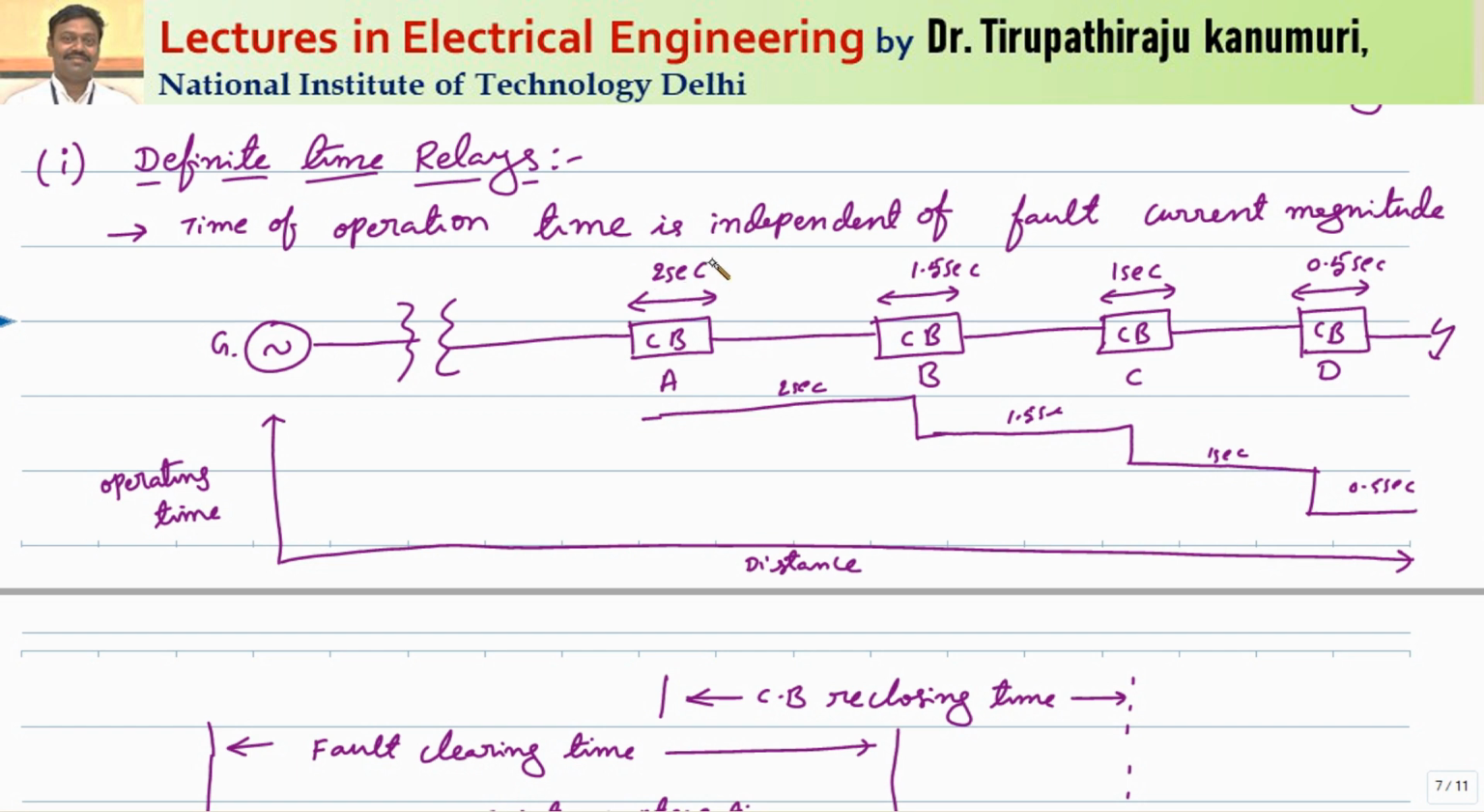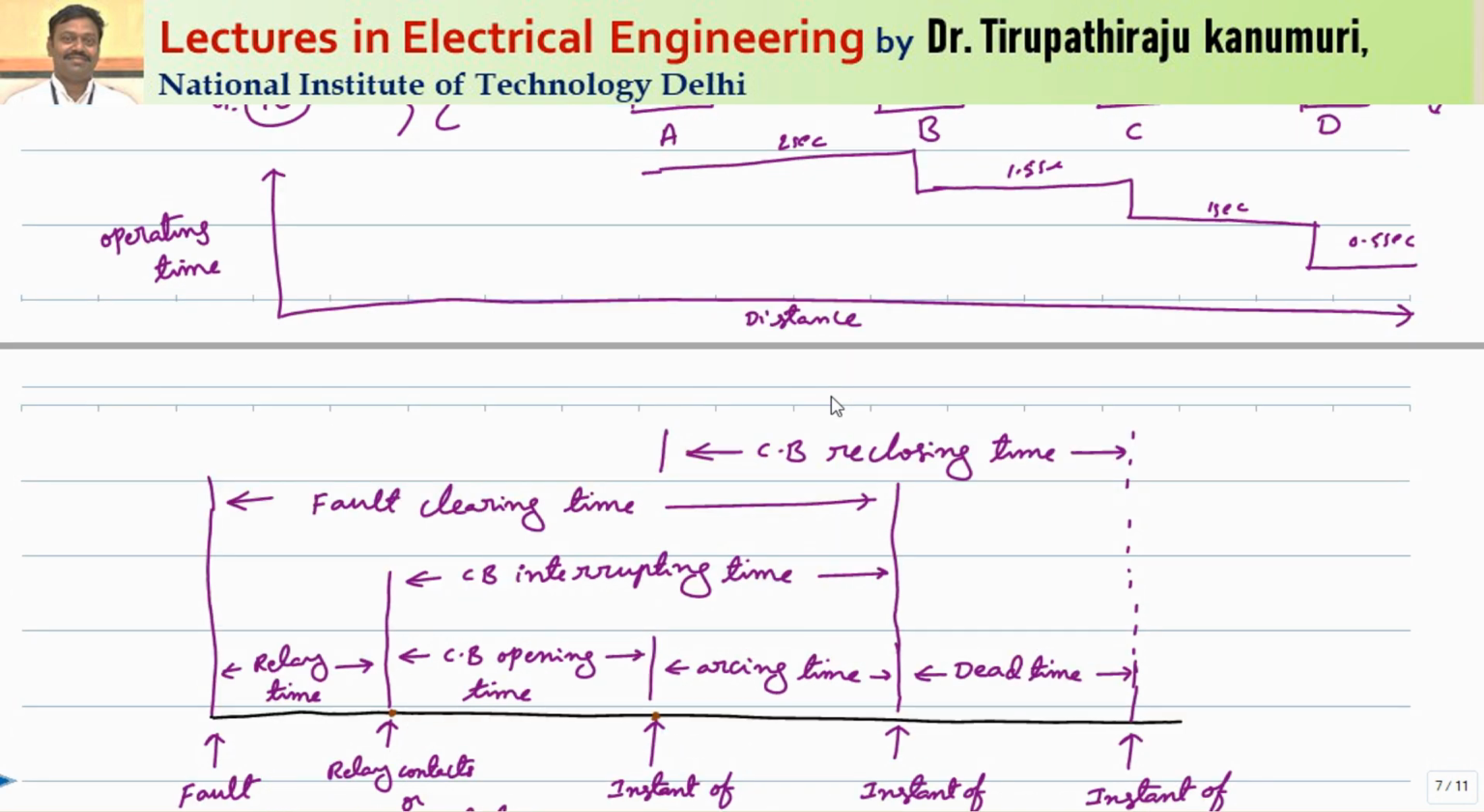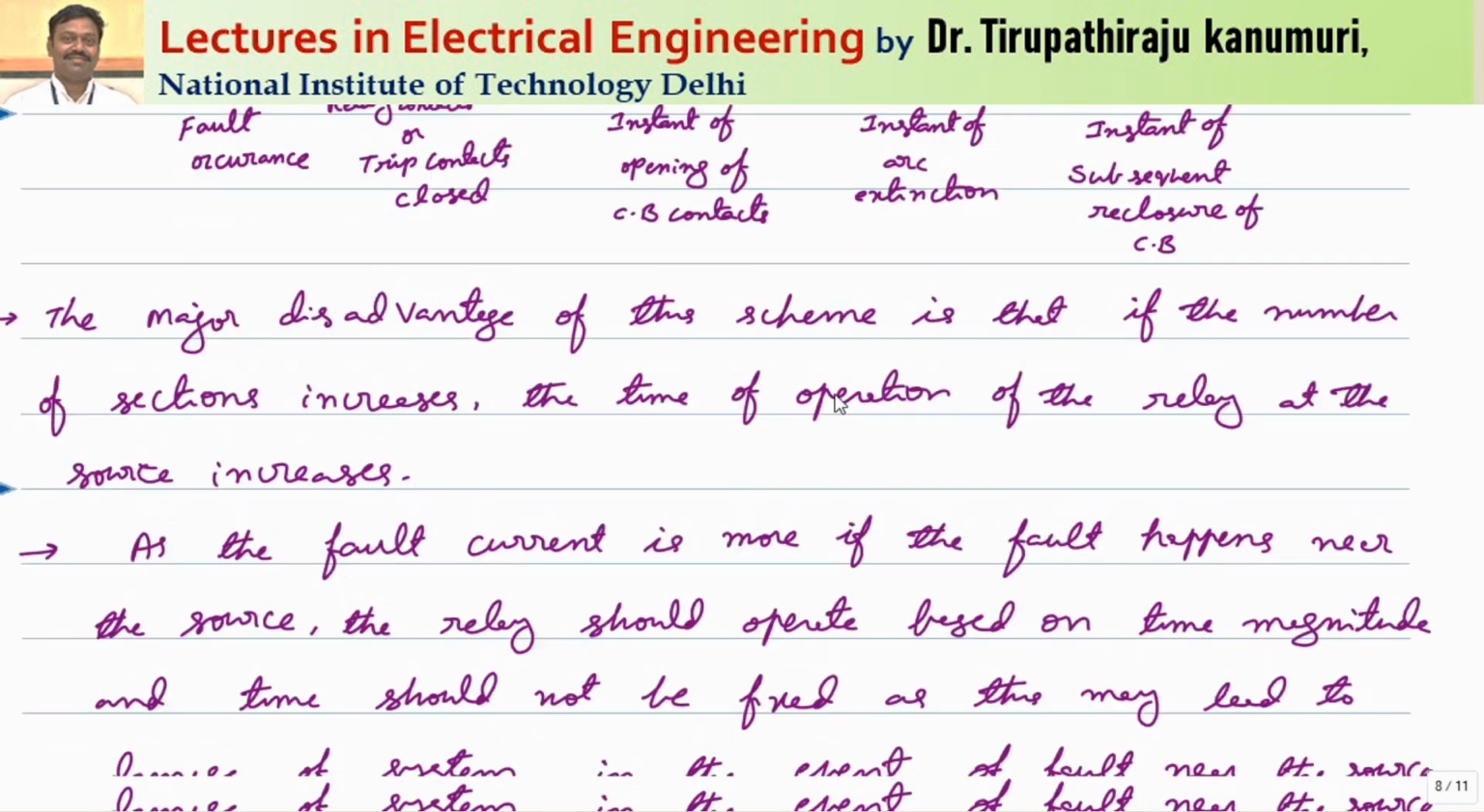So what is the solution for this? The time of operation of the relay should not depend only on the location of the fault. It should also depend on how much magnitude of the fault current there is, or how much impact it is creating on your system due to that fault. That should be taken care of. That is missing in this method.